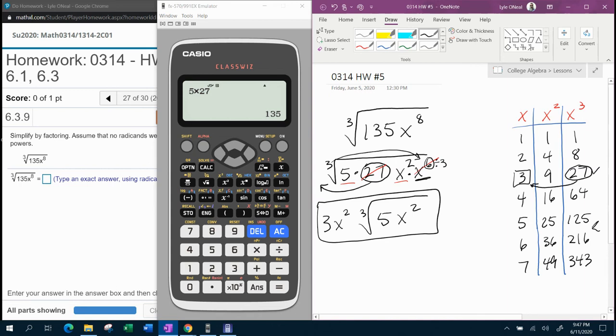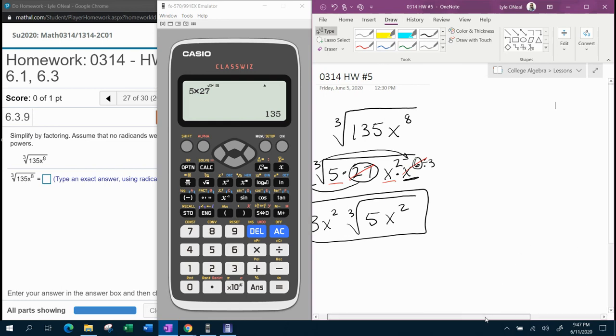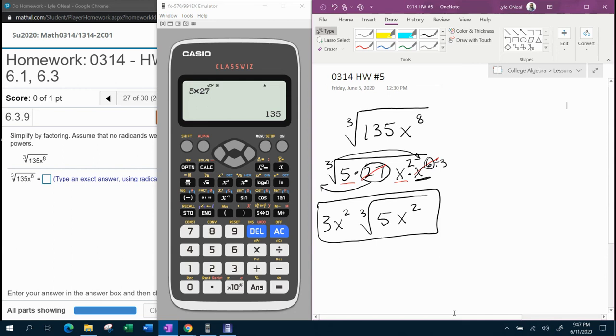So we have a 5 and an x squared left over, and that should be simplified completely, okay? Now, that is one technique that you can use to work the problem. I think what I'd like to do is demonstrate another technique, okay? Just for fun, we're going to look at another technique here.